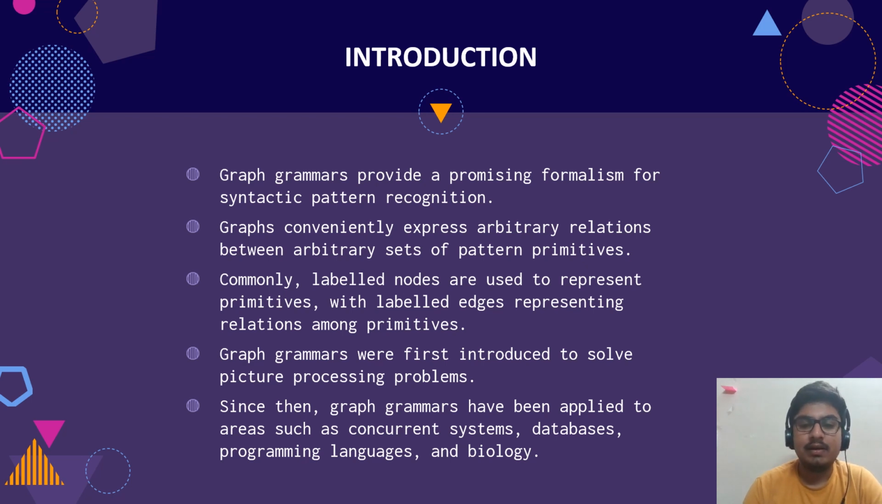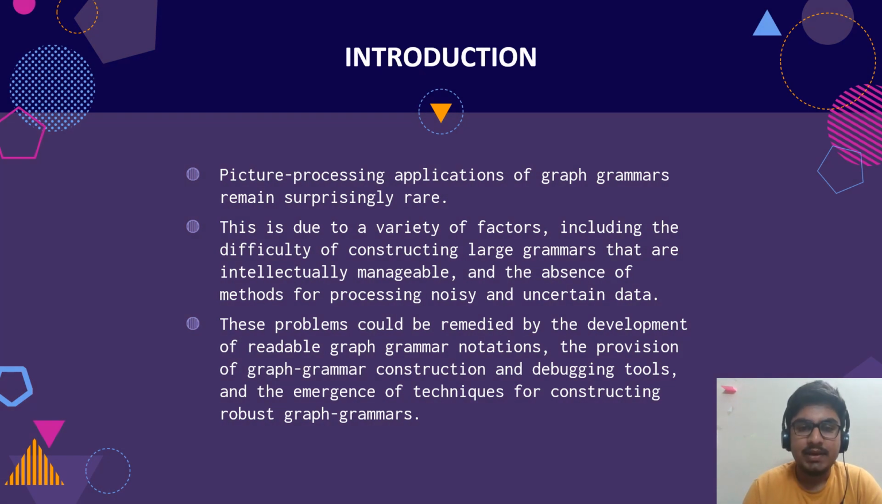Since then, graph grammars have been applied to areas such as concurrent systems, databases, programming languages, and biology. Picture processing application of graph grammar remains surprisingly rare. This is due to a variety of factors, including the difficulty of constructing large grammars that are intellectually manageable, and the absence of methods for processing noisy and uncertain data.